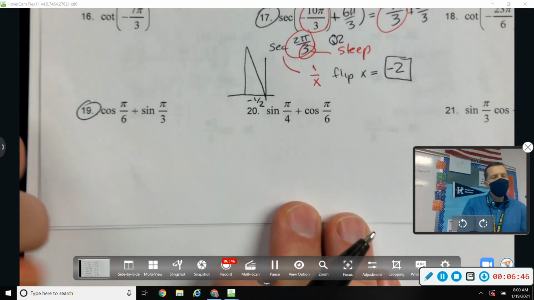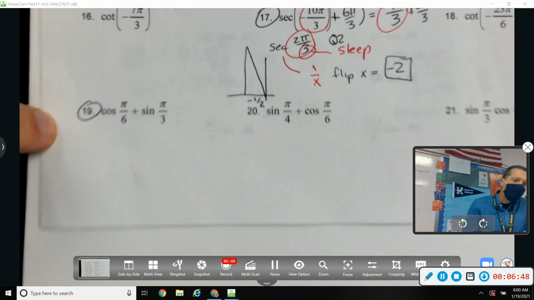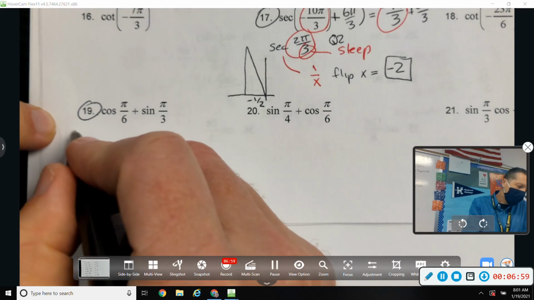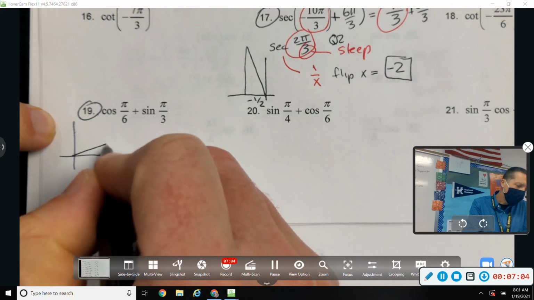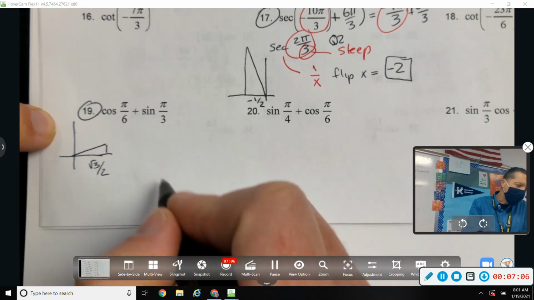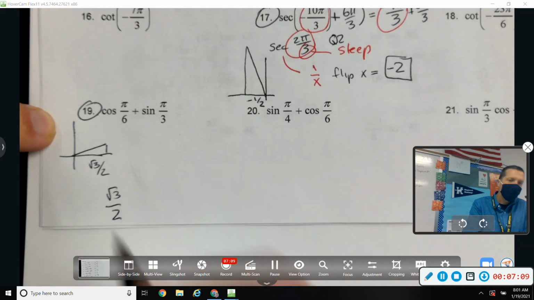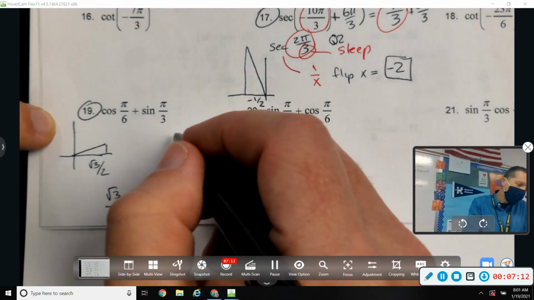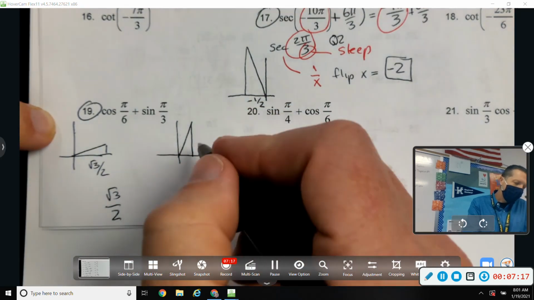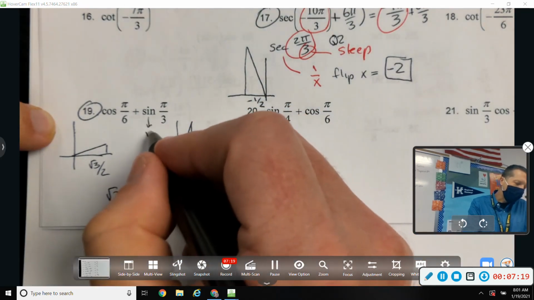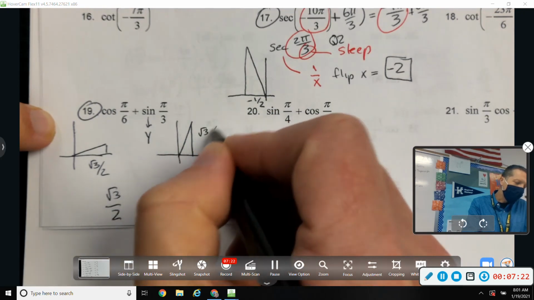One more, and then we're going to do a practice quiz. Because we have a quiz tomorrow, I want you to feel how it's going to go. Number 19, cosine pi over 6. Let's see, pi over 6 is the shallow angle. So the x-coordinate is root 3 over 2. Sine of pi over 3. Pi over 3 is the steep angle. Sine is the y-coordinate. That's root 3 over 2.